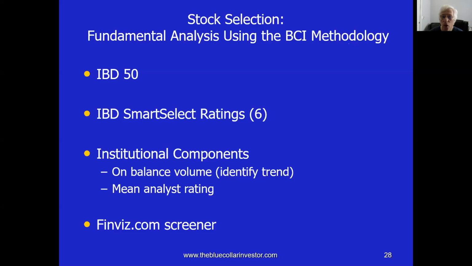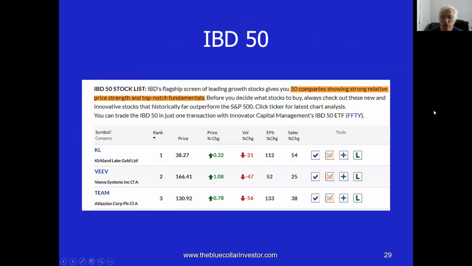Now, for those who don't want to pay for any screening services at all, there is the free screener found at finviz.com, which I'll show you in just a moment. So here is a screenshot taken from Investors Business Daily, and I highlighted in the brown field how they define the IBD 50, top 50 stocks. As I said, mainly growth companies, but they define them as companies with strong relative price strength. So the charts are looking up, and top-notch fundamentals. And once again, if the institutional investors like these stocks, then we should as well.